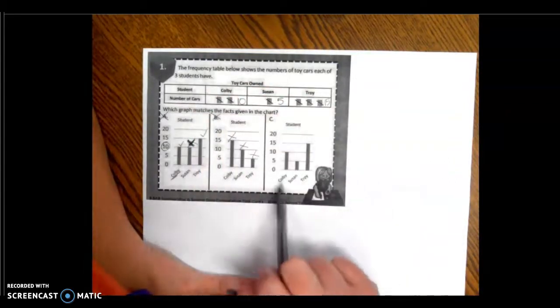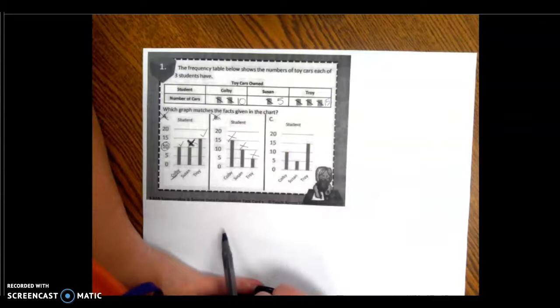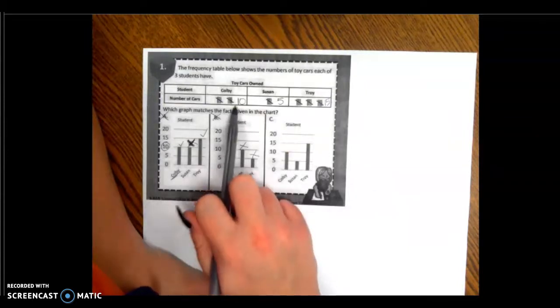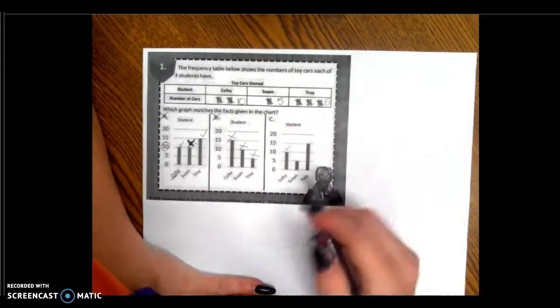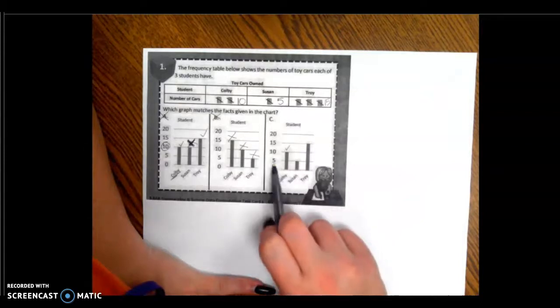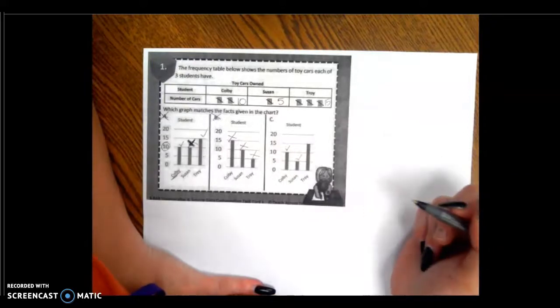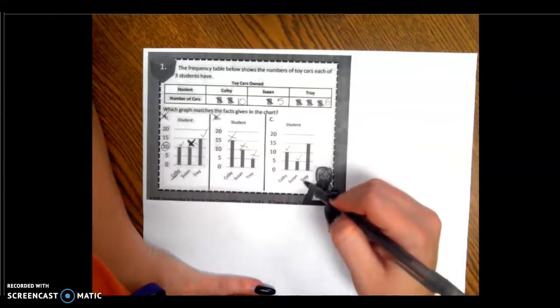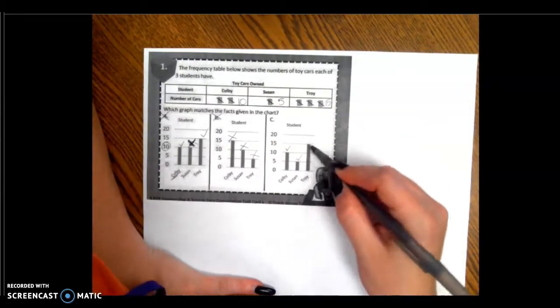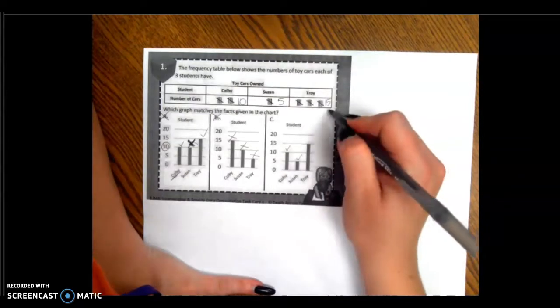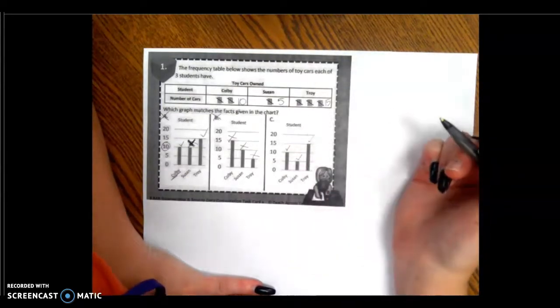C, go to C. C says Colby has 10. Well, let's go back and look. We reference, and yes, he has 10, so that works. Let's check Susan. It says Susan has 5. Well, if we go back up here, we see that Susan does indeed have 5. Okay, so the graph says that Troy has 5, 10, 15, and he does have 15, so we know that matches. So we know that our answer would be C.